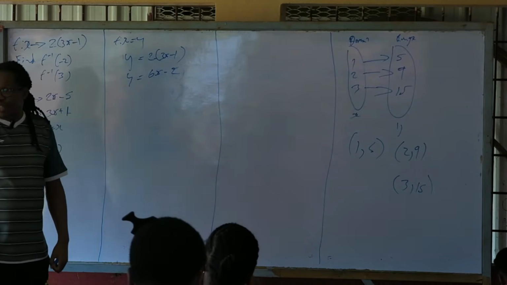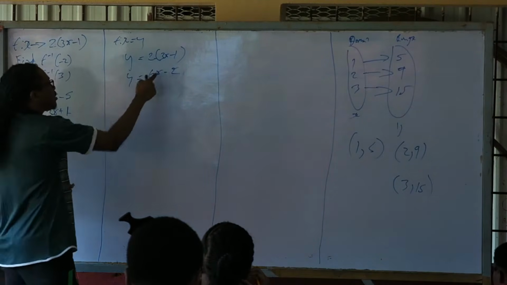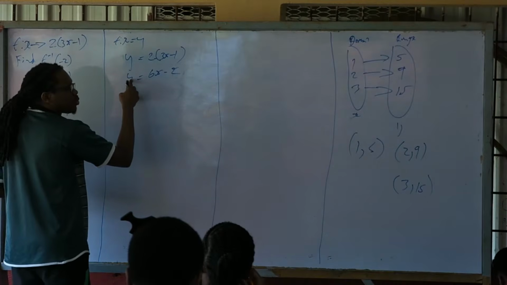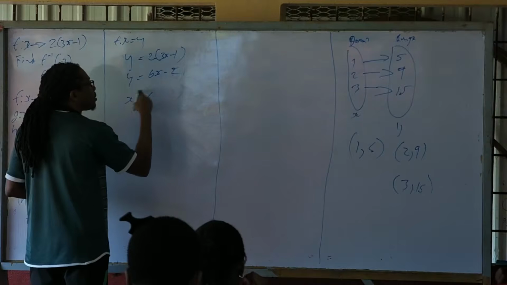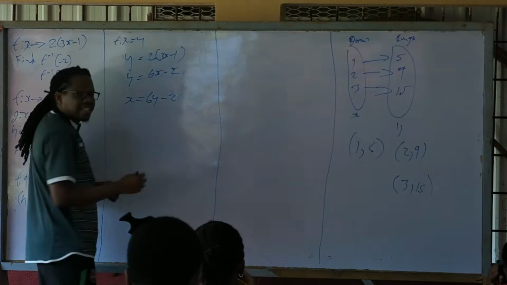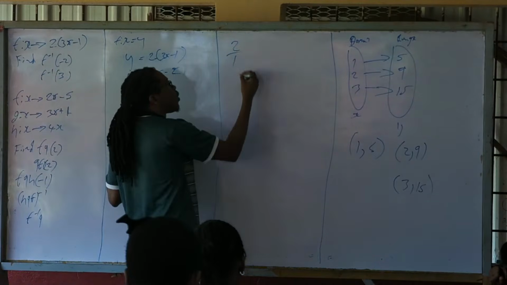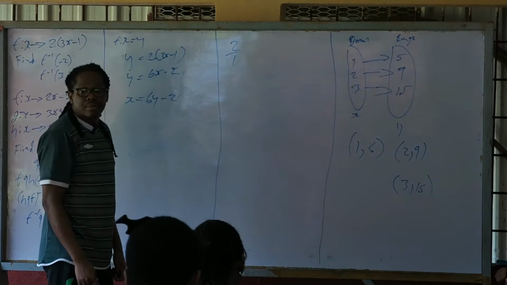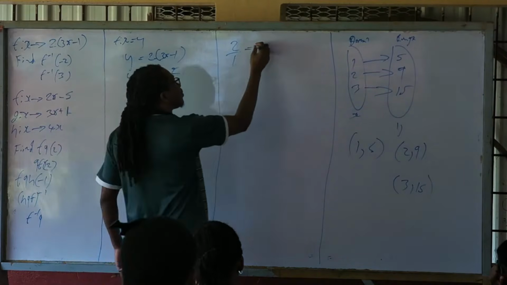Now the inverse means turn it upside down, flip it. It is going to tell you that everywhere you see y, you put what? And everywhere you see x, you put what? All right. So the inverse, you flip it. Look at this. 2 over 1 inverse is equal to 1 over 2.